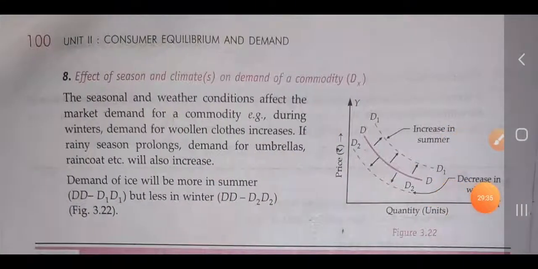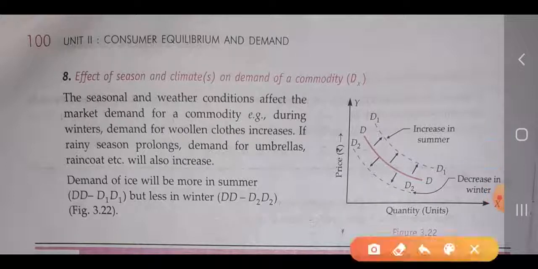Now the next is the effect of season and climate on the demand for a commodity. The season and weather conditions affect the market demand of a commodity. For example, during winters demand for woolen cloth increases. If the rainy season prolongs, demand for umbrellas and raincoats will also increase. Okay. For example, it totally depends upon what season is running.